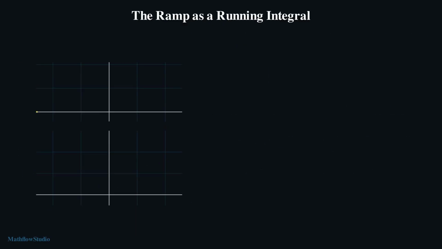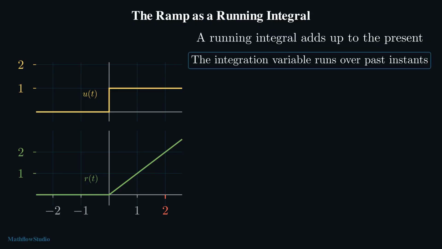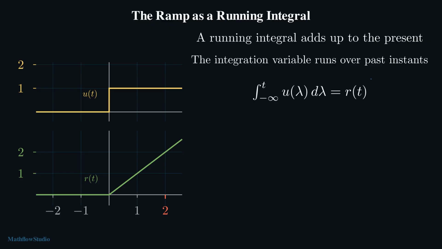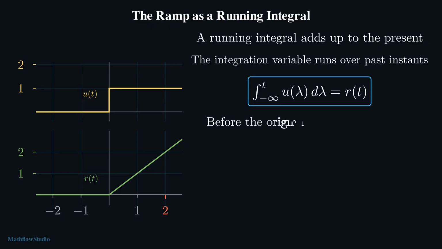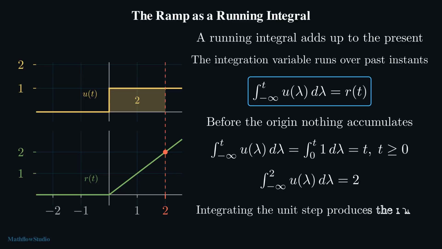The area under the unit step accumulates from the origin onward. A running integral adds a signal up to the present instant. The integration variable runs over the instants before the present one. The running integral of the unit step is the ramp. Before the origin, the integrand is 0, so nothing accumulates. After the origin, the integrand is 1, so the accumulated area is the elapsed time. The shaded area grows as the upper limit advances, and the ramp climbs to exactly the same height. Up to the instant 2, the shaded area is 2 units, and the ramp stands at 2. Integrating the unit step produces the ramp.